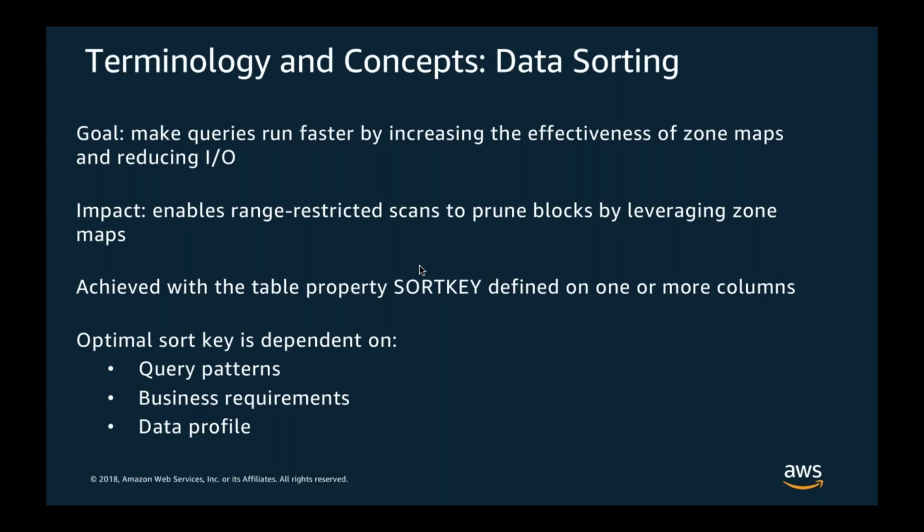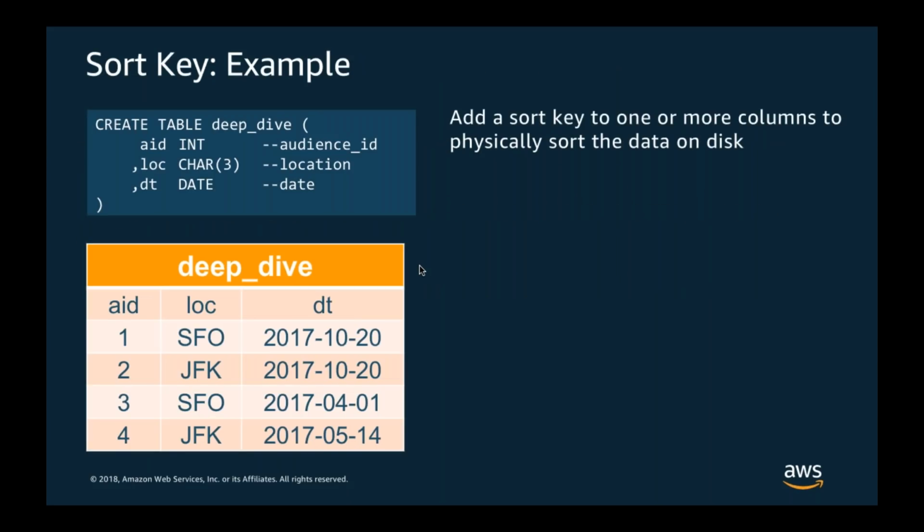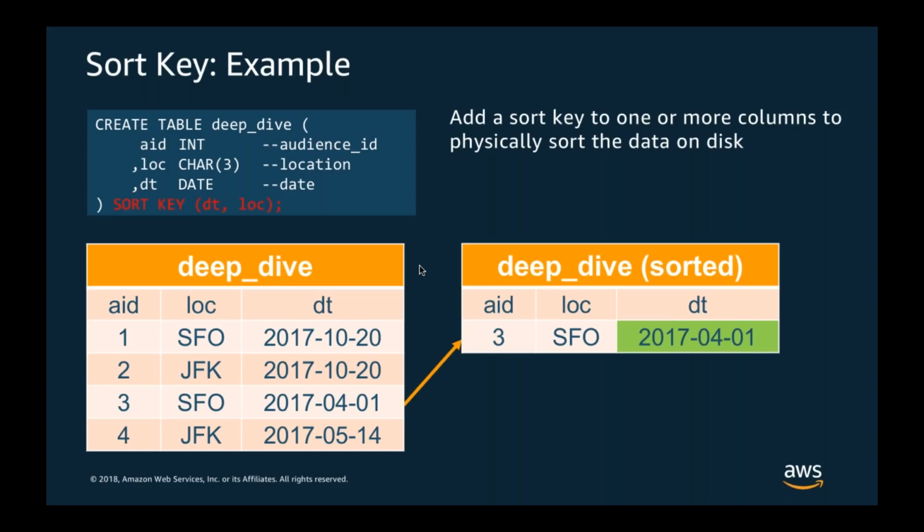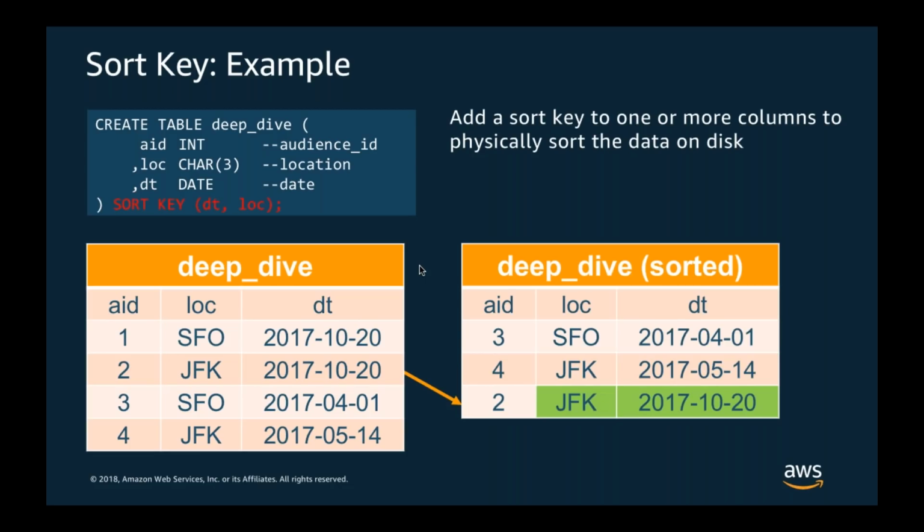So here's an example. Let's go back to the same deep dive table. We have those three columns, right? So this was the original table. We had ingested 4 records, 2 SFO locations, 2 JFK locations, and a few values for the date column, right? Now, if we go and add a sort key, you can add a composite sort key on one or more columns. So let's say we add a sort key on date and location. Essentially, we sort by date and then by location, and then store that physically in the underlying disk. We are effectively sorting it and storing it as a sorted data set in the underlying disk.